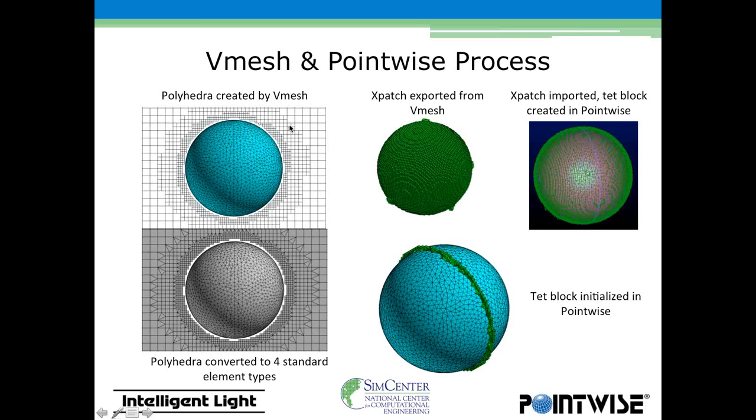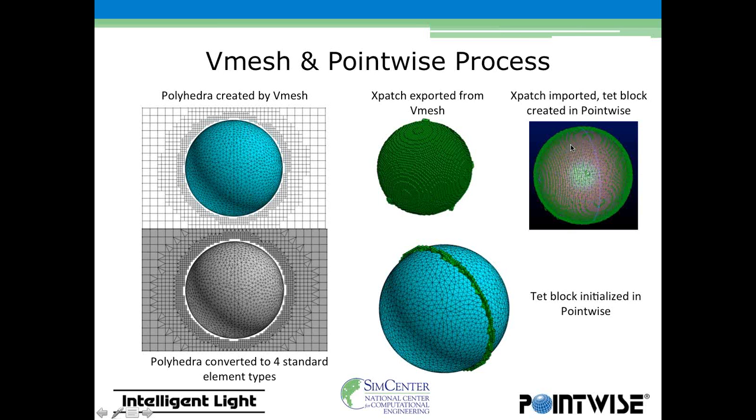Our flow solver does not fully support this type of polyhedral mesh, so we then convert to the standard 4 types of mesh elements: hexes, pyramids, prisms, and tets, and that's what you see in the lower left. The front of that voxel mesh, in other words, the quad faces that are just above the surface, are converted to triangles and exported as an XPatch file, and that is read into Pointwise. And on the upper right, you'll see that surface just above the sphere in the Pointwise window.